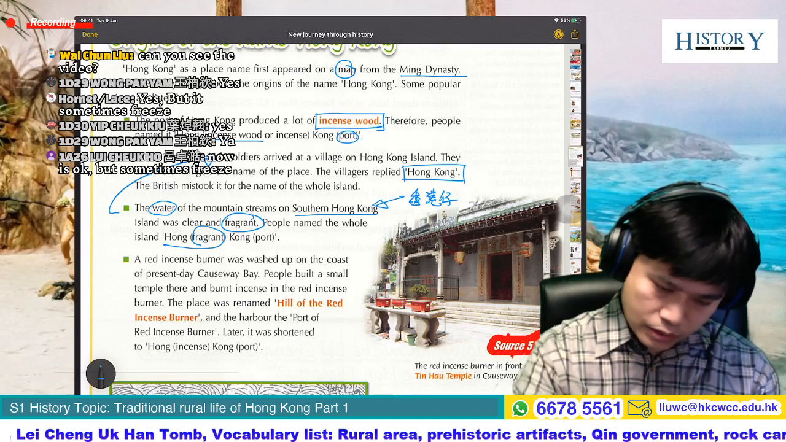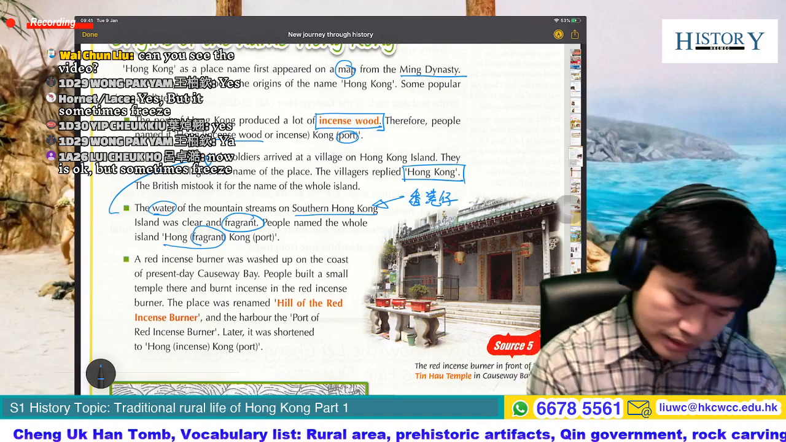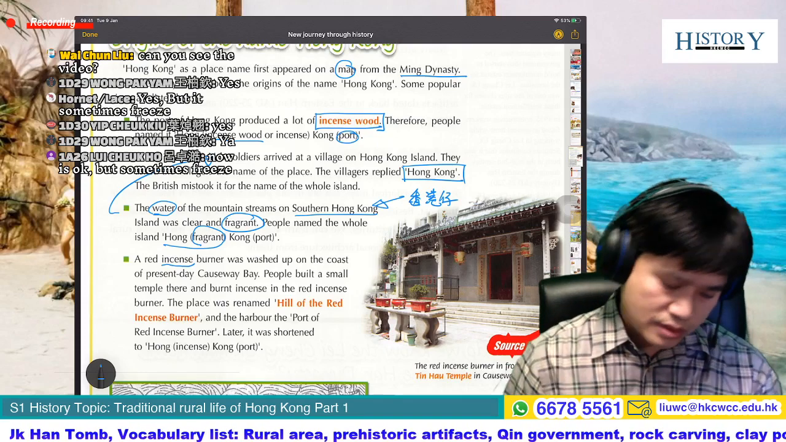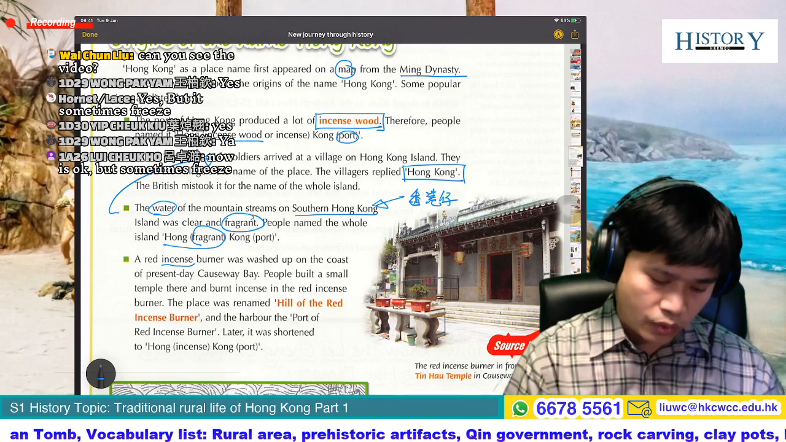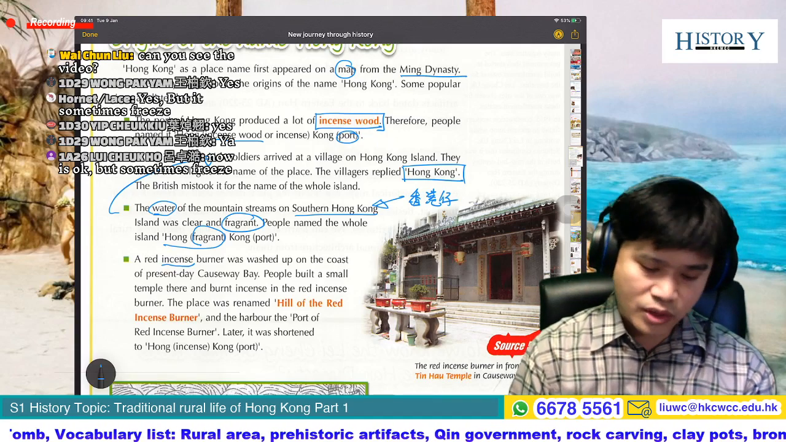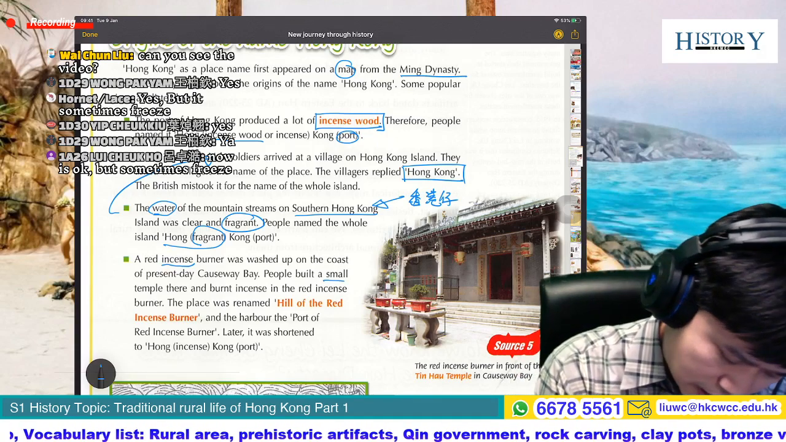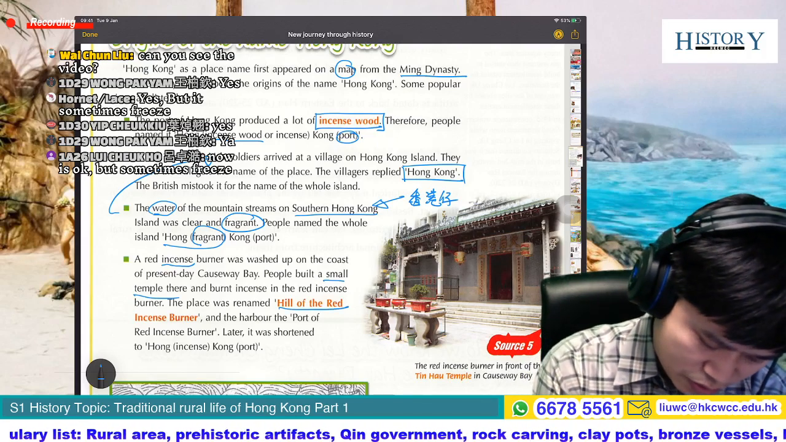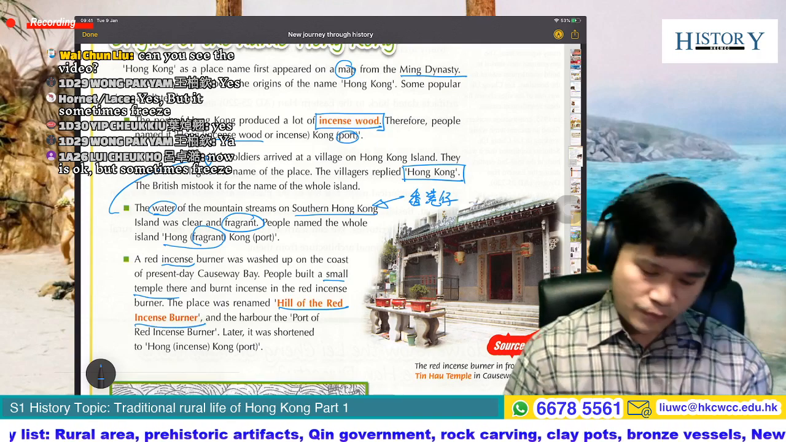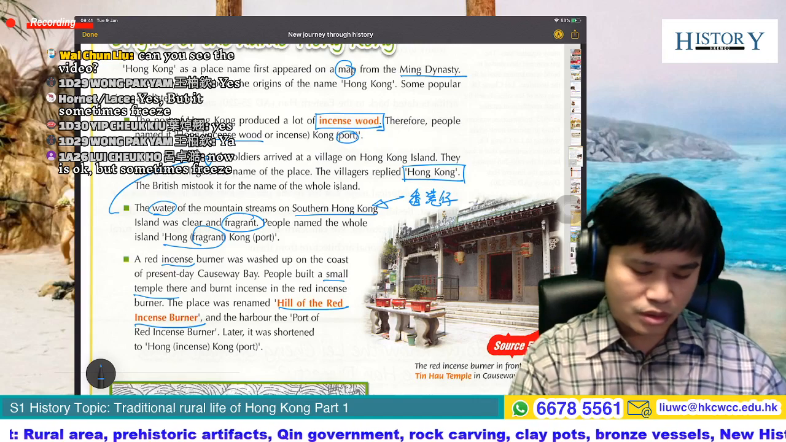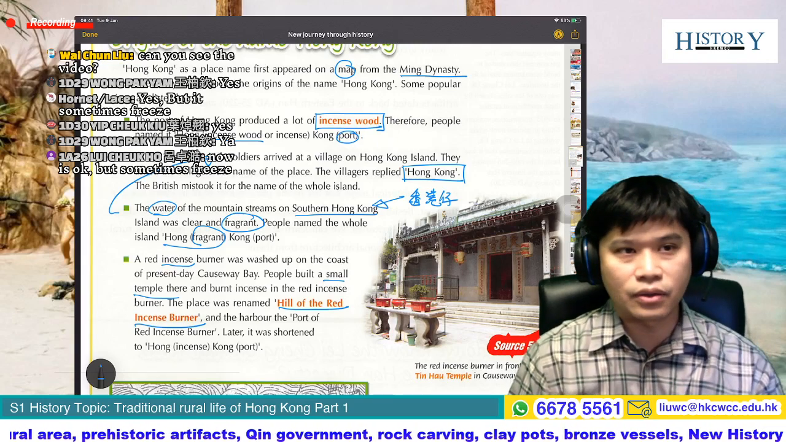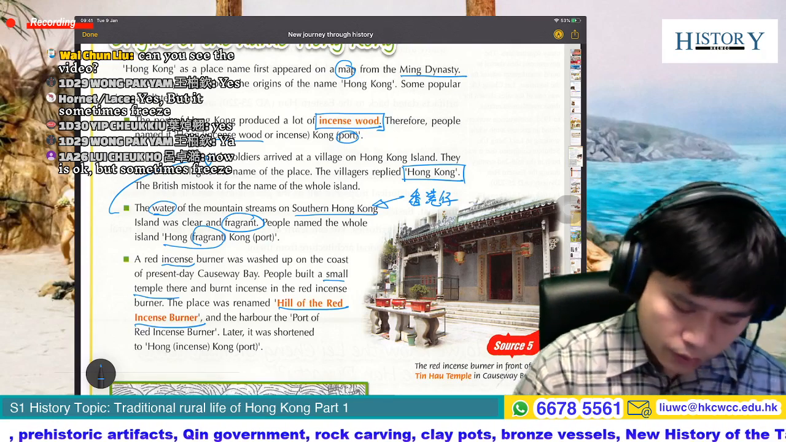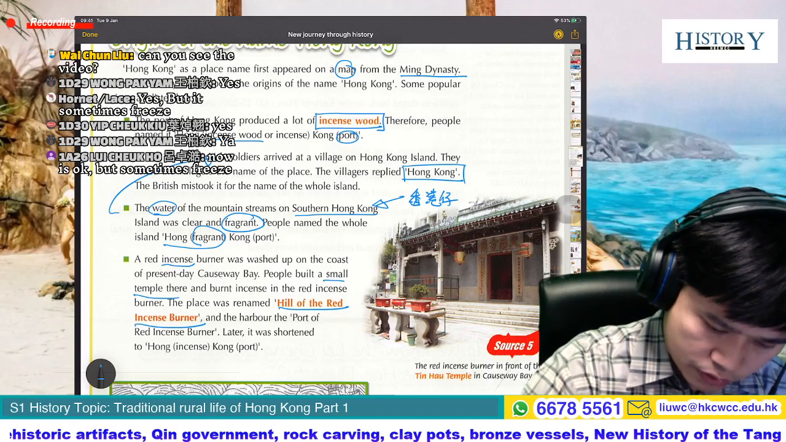One more explanation is also related to the incense burner. A red incense burner was washed up on the coast of present-day Causeway Bay. People built a small temple there and burned incense in it. The place was named Hill of the Red Incense Burner, then they shortened the name, and we call it Hong Kong. It is also related to burning incense. So that would be the name of Hong Kong.